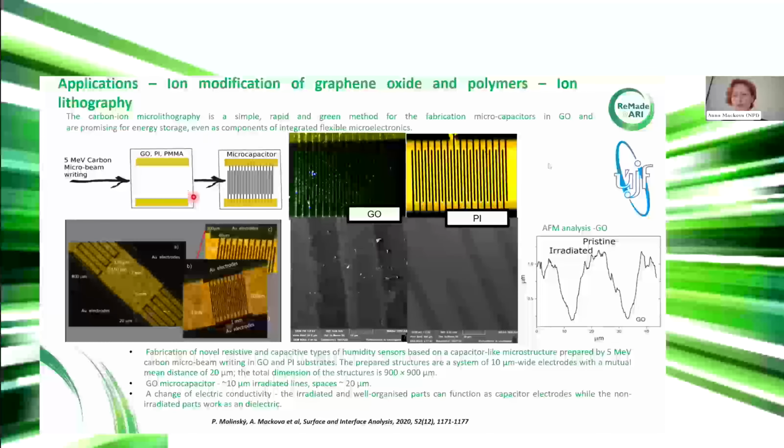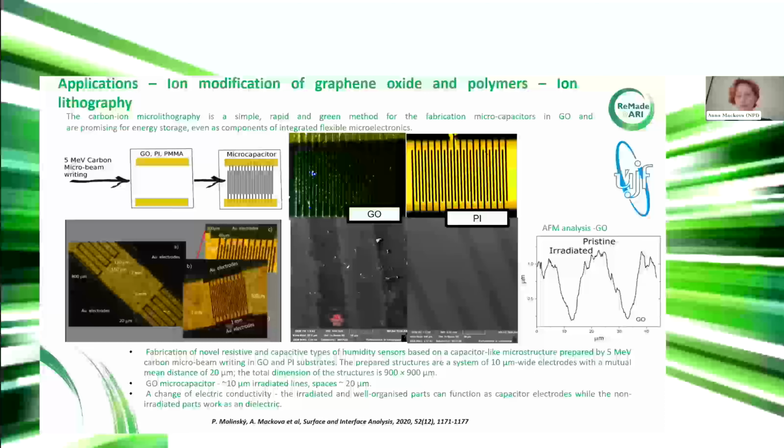We have to prepare our device. So we have such gold contacts, and with our microbeam, 5 MeV carbon, we create this microcapacitor. We can create different kinds of structures. And here we see what the aspect ratio is, it means how it looks in the irradiated and non-irradiated part.